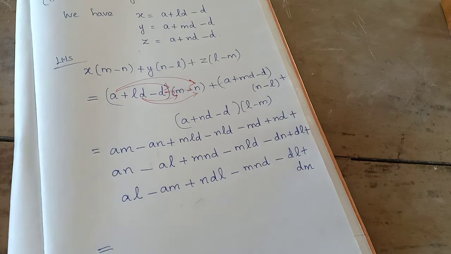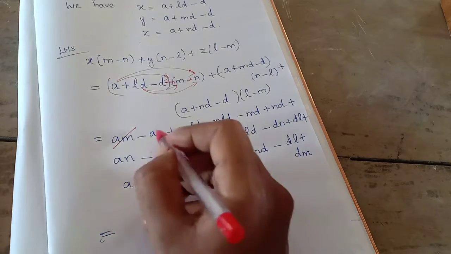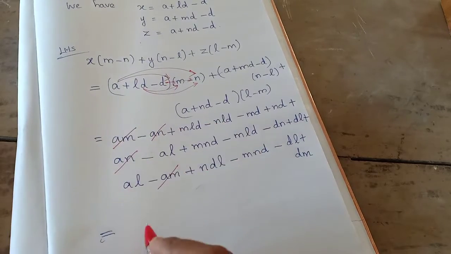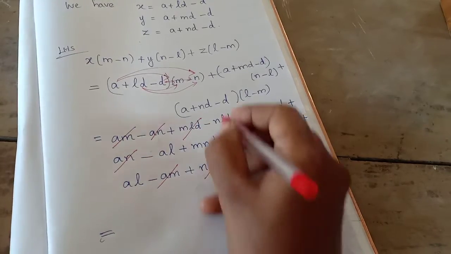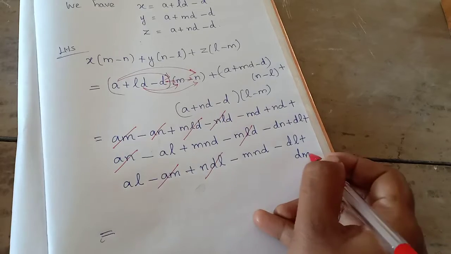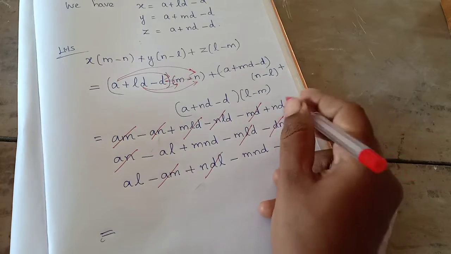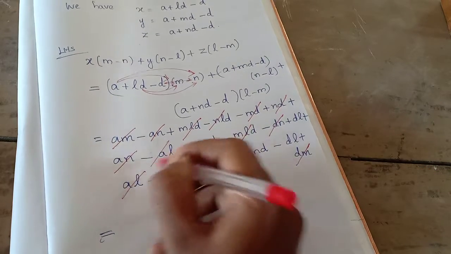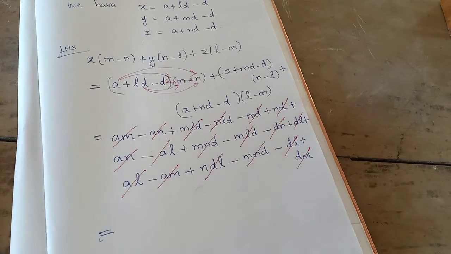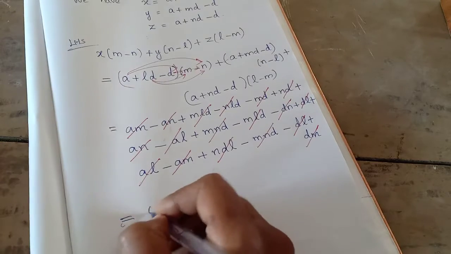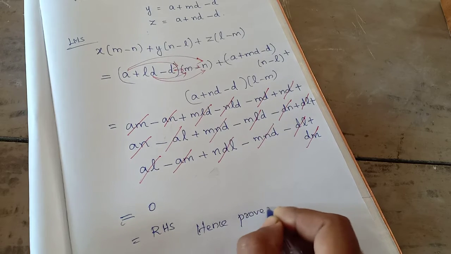Okay, check for the possible cancellation. Here, am, positive term, negative term. An, positive term, negative term. mld, positive, negative. nld, positive, negative. md, dm, correct? md and dm both are same only. nd, dl, al, mnd, dl. All the terms cancel. So what's the answer? 0. 0 is the answer, which is equal to RHS. Hence proved. First part we proved.